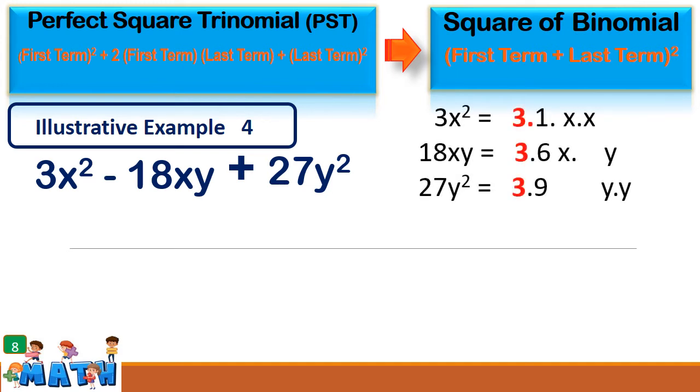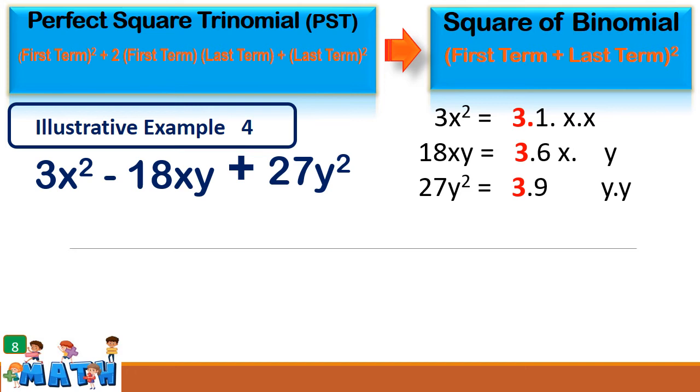So we're going to get the factors of 3x squared. So we have 3 times 1 times x, 18xy as factors 3 times 6 times x times y, and 27y squared can be factored as 3 times 9 times y. So what can you observe? So we have a common factor which is 3, and we're going to use it as a divisor to reduce the given expression.